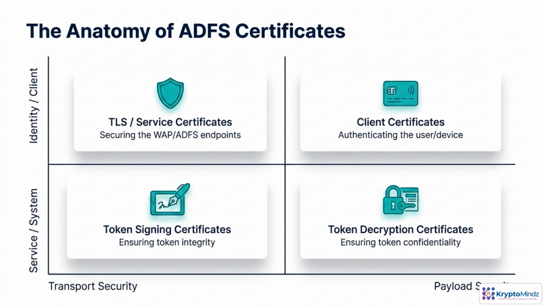ADFS relies on certificates for 4 distinct jobs. First, TLS or service certificates protect the endpoints. They provide standard HTTPS, so browsers and clients trust the federation and proxy servers. Second, client certificates authenticate the user or device to ADFS, often as part of smart card or mutual TLS flows. Third, token signing certificates prove that ADFS issued a token and that it wasn't modified in transit. Finally, token decryption certificates protect tokens that are encrypted for specific relying parties.